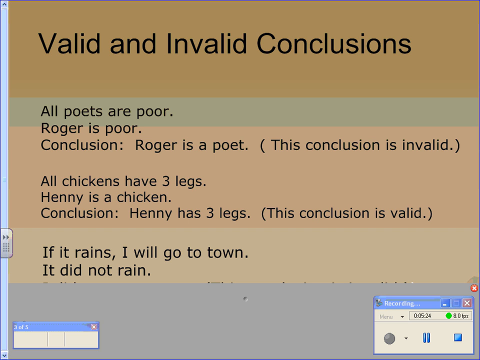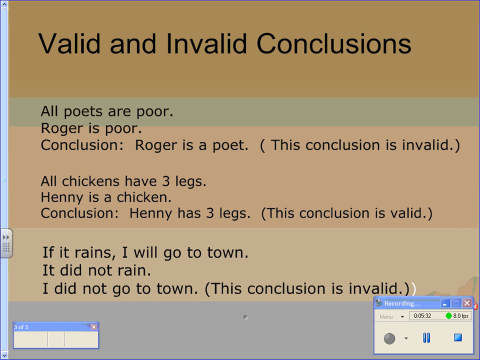Okay. If it rains, I will go to town. It did not rain, and so the conclusion is I did not go to town. Why is it invalid? It only said if it rains, I'll go to town. It didn't say anything about if it doesn't rain, I'm not going to go to town. Does that make sense? I could still go to town if it doesn't rain.